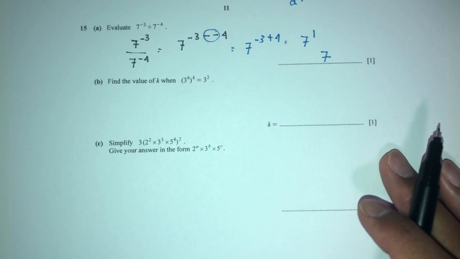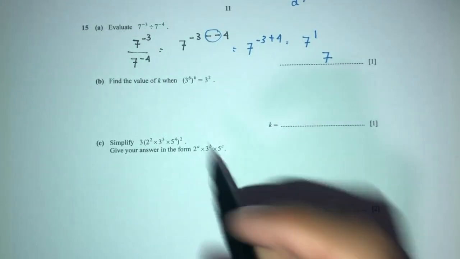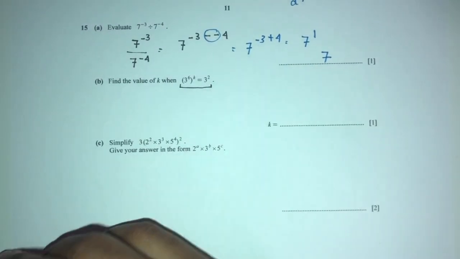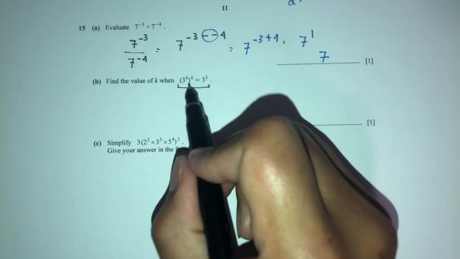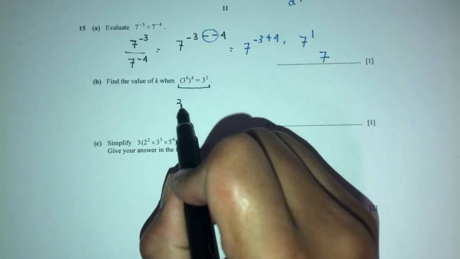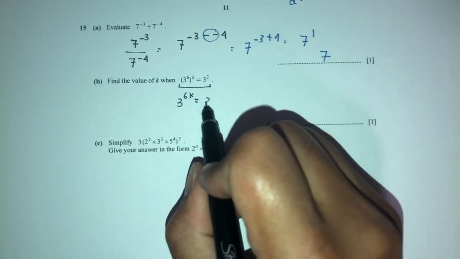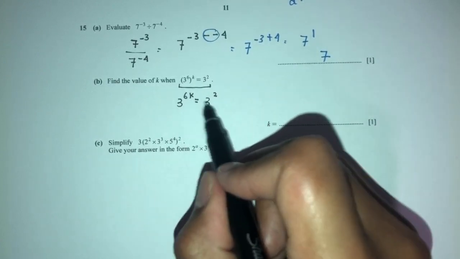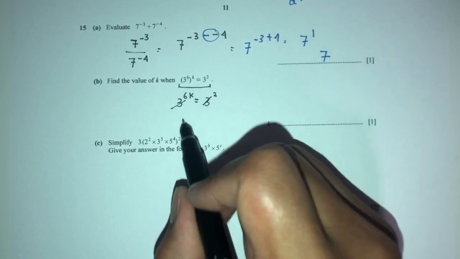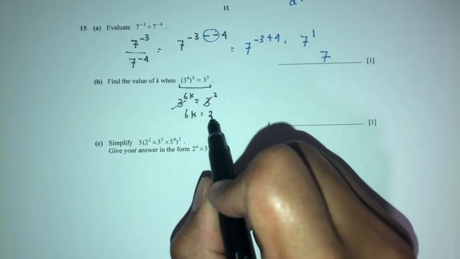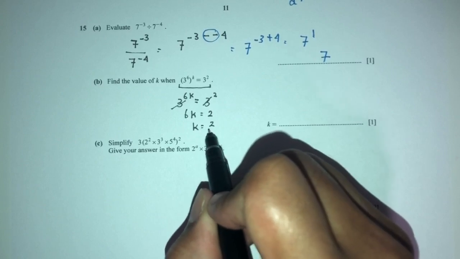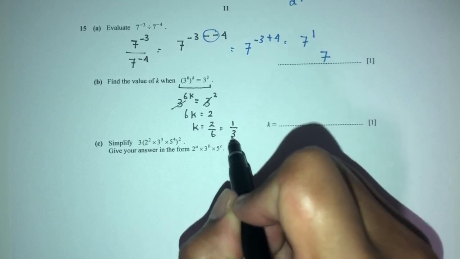Now let's move on to part B. Find the value of k for this equation. One by one, obviously, we first have to bring this in. That will be 3 power 6k, and this will be 3 power 2. If the bases are the same, we can cancel them out. That will be 6k equal to 2. So k has to be 2 divided by 6, which is 1 over 3.